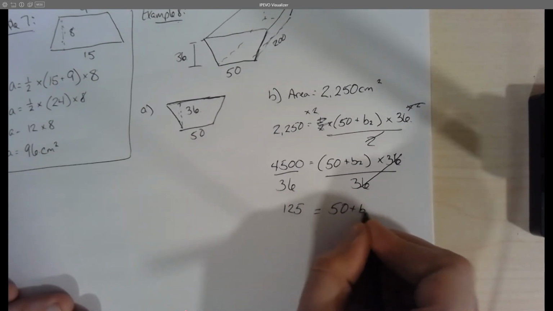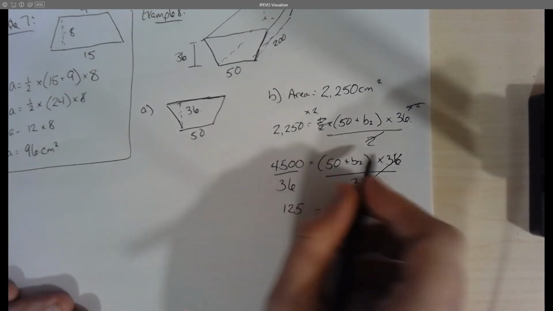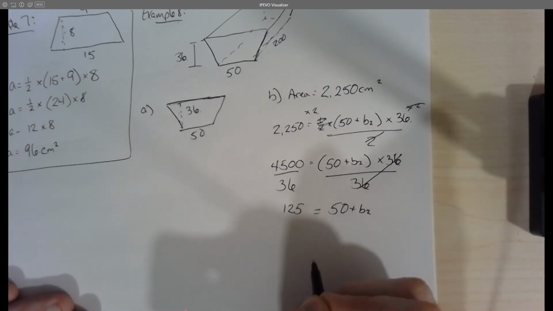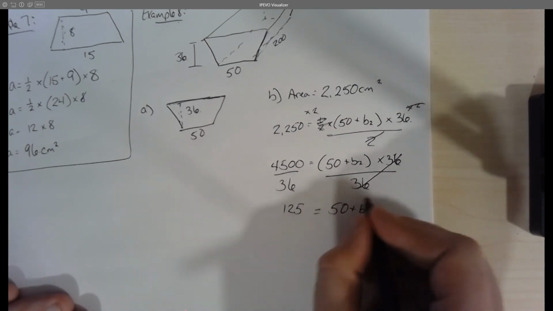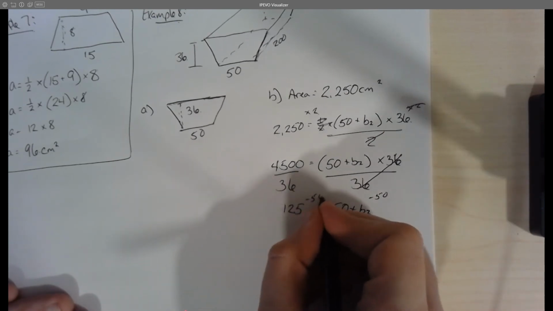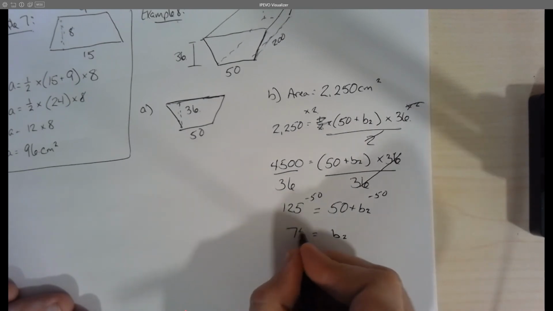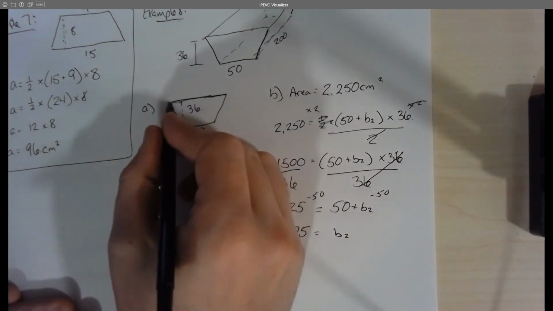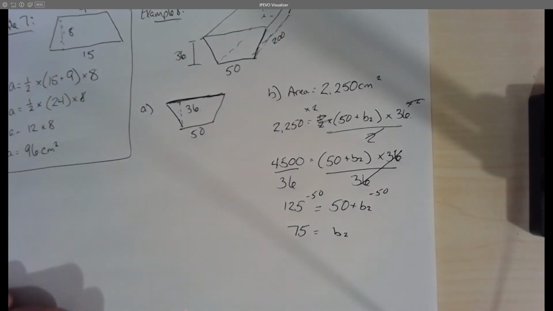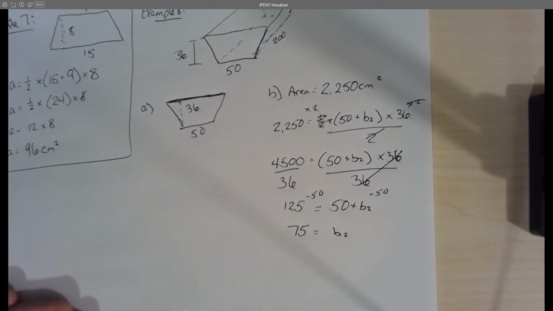I now have 50 plus B2 left. I can get rid of those brackets. The only thing left to do is to get rid of this plus 50, and my way of doing that is subtracting 50 from both sides. When I do that, 125 minus 50, I now have a base 2, which is really this top length here, of 75 centimeters. So that would be how you would step through that particular question. Try 8 is very similar as you step through and work at solving that question too. Hopefully that helps as you go through those particular questions.